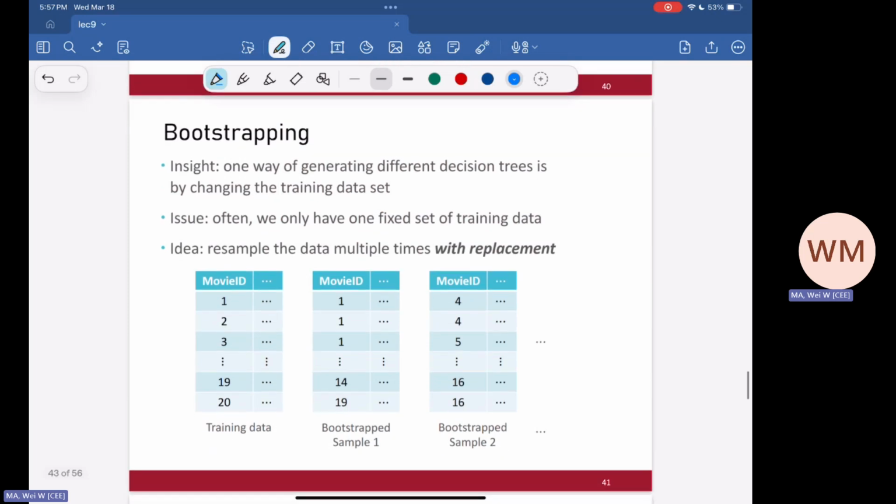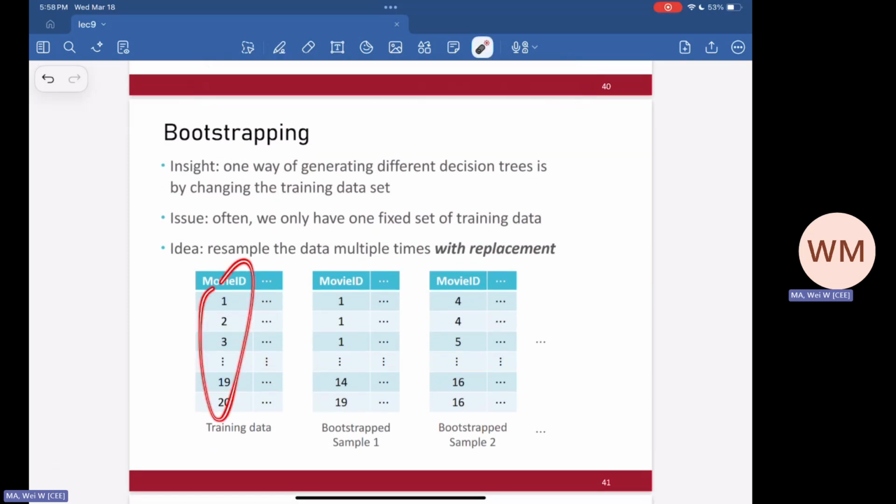So let's talk about bootstrap first. Bootstrap basically says that given a data set, maybe you don't need to use this data set all at once. What you can do is replace some of the data by some existing data, for example, here you use multiple 1. So basically, you resample the data with some replacement.